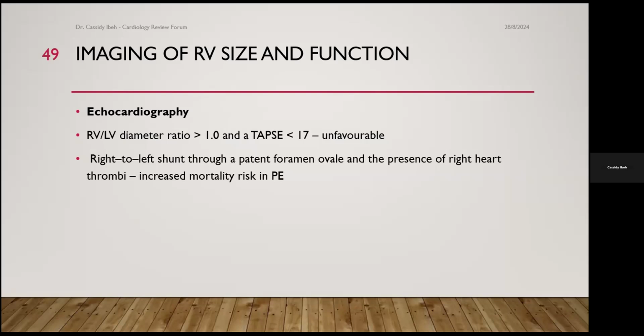Interruption. Now, looking at the imaging of the right ventricular size and function. Using the echo, we want to assess the prognostic factors of this patient. We want to look at the right ventricle to LV diameter ratio. If it's greater than 1, the TAPSE is less than 17. Now, if there's a right to left shunt through a patent foramen ovale and the presence of right heart thrombi, this is an indication of increased mortality risk in patients with pulmonary embolism.